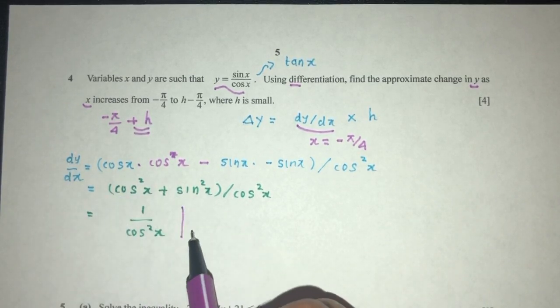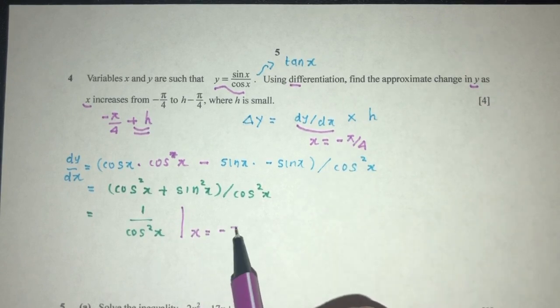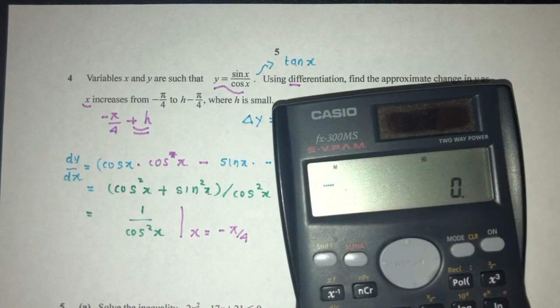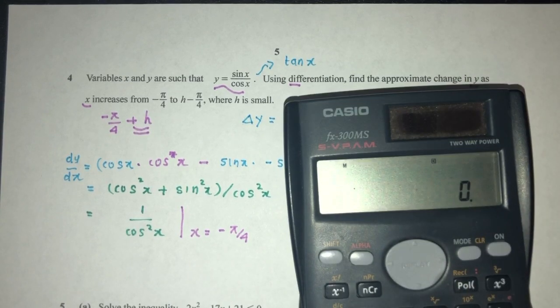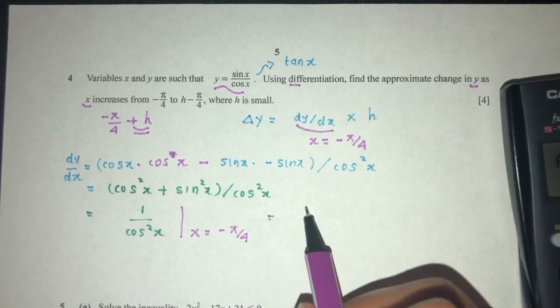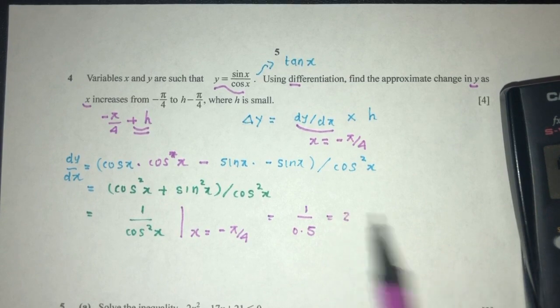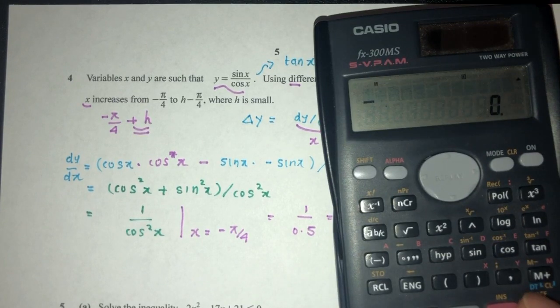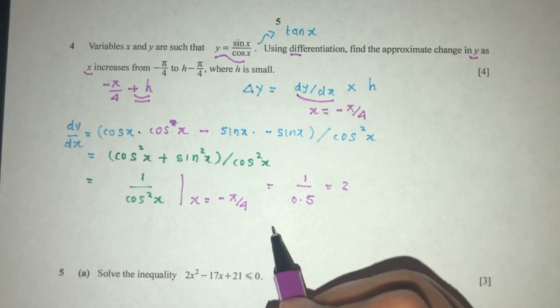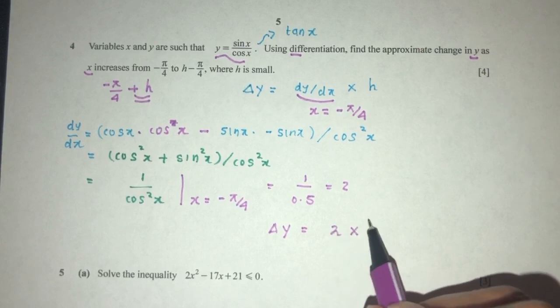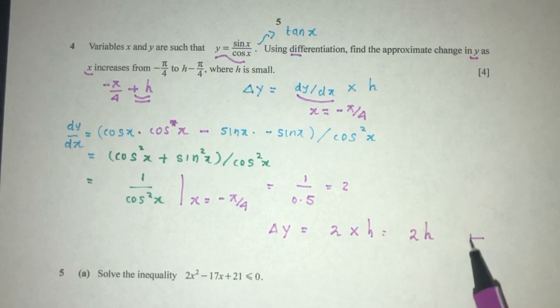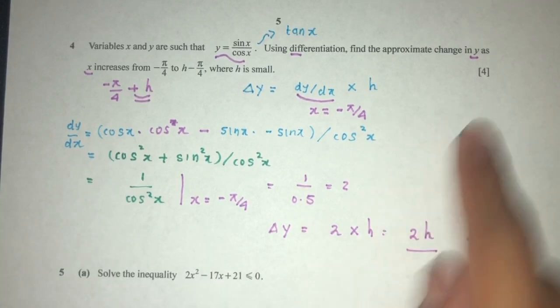Now we have to find this value at the initial value of x, which is minus this over this. So here we have to use radians, but you know that pi over 4 is simply 45 degrees. So we have cos of minus 45. Square this value, that will be 0.5. So that will be 1 divided by 0.5. That should be 2. Let's check. 1 divided by 0.5, it is 2. Replace back in your main equation. So the approximate change in y will be this value, 2 times h. That will be 2h. That will be your answer for question number 4.